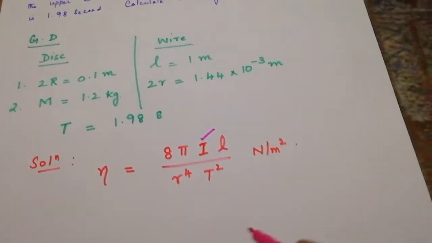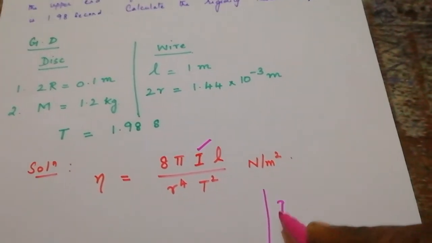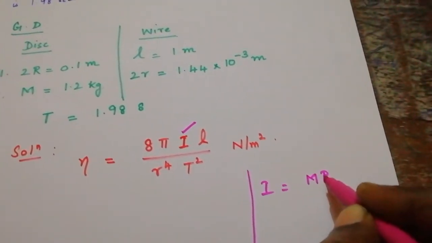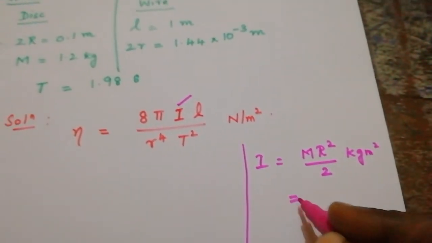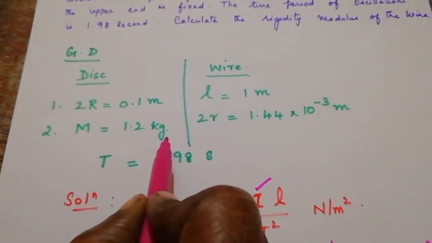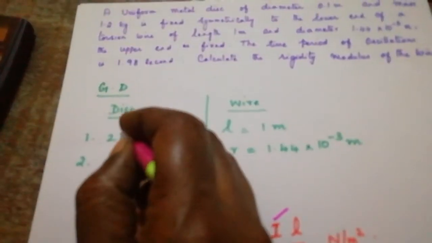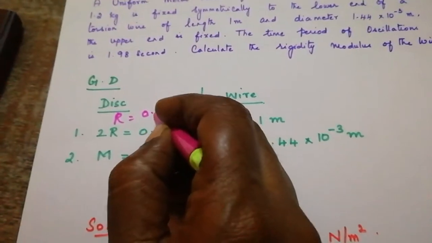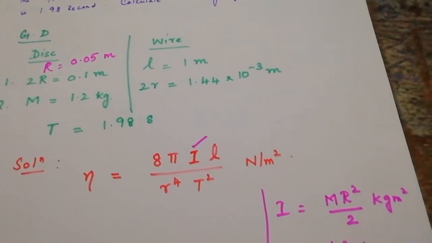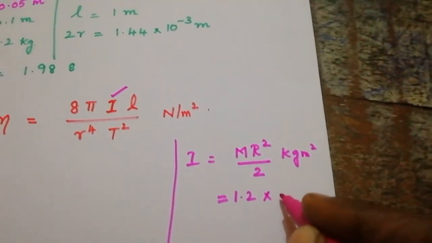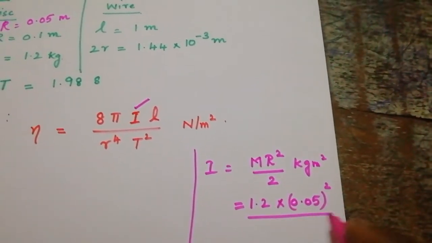The moment of inertia of the disc is taken as I = mr^2 divided by 2, in kilogram meter square. The mass of the disc is 1.2 kg and the diameter is given as 0.1 meter. Therefore, the radius is 0.1 by 2, which is 0.05 meter. So m is 1.2 kg and r^2 is 0.05 the whole square, divided by 2.